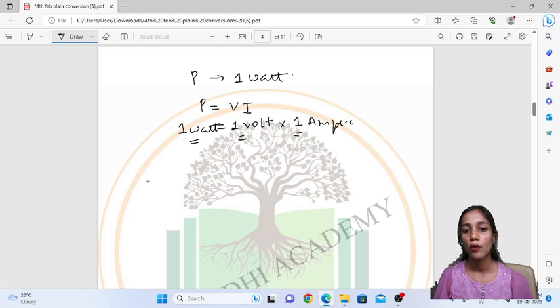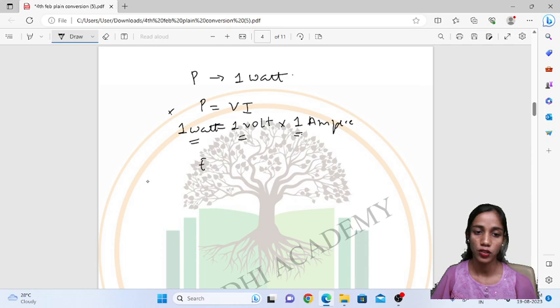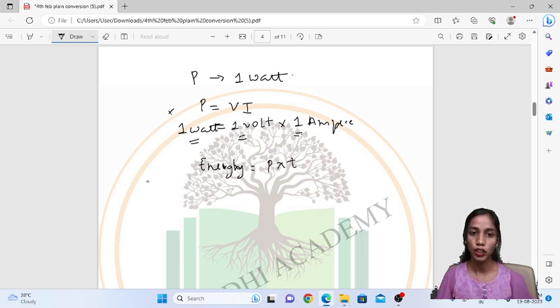So how is the definition? When the current flowing through the circuit is 1 ampere, considering the potential difference of 1 volt, the power consumed in the circuit is 1 watt. Now this was in terms of power. Now when we have to consider energy, we consider time also with P into T. Energy is P into T.